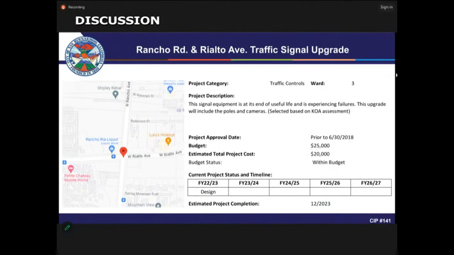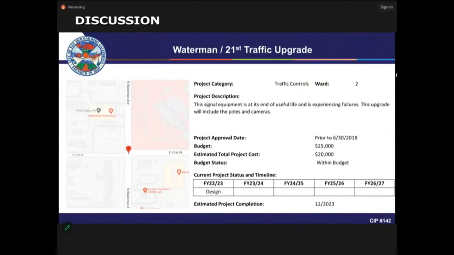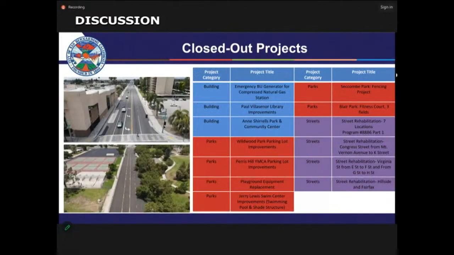Rancho and Rialto, same thing. We're in design, with completion also by the end of this year. And you can see the budget is 25, where estimated total project cost is 20. And Waterman and 21st, that's the same scenario: budget 25, estimated cost 20. We'll be able to finish design by the end of this year. And that will end my presentation. Thank you.